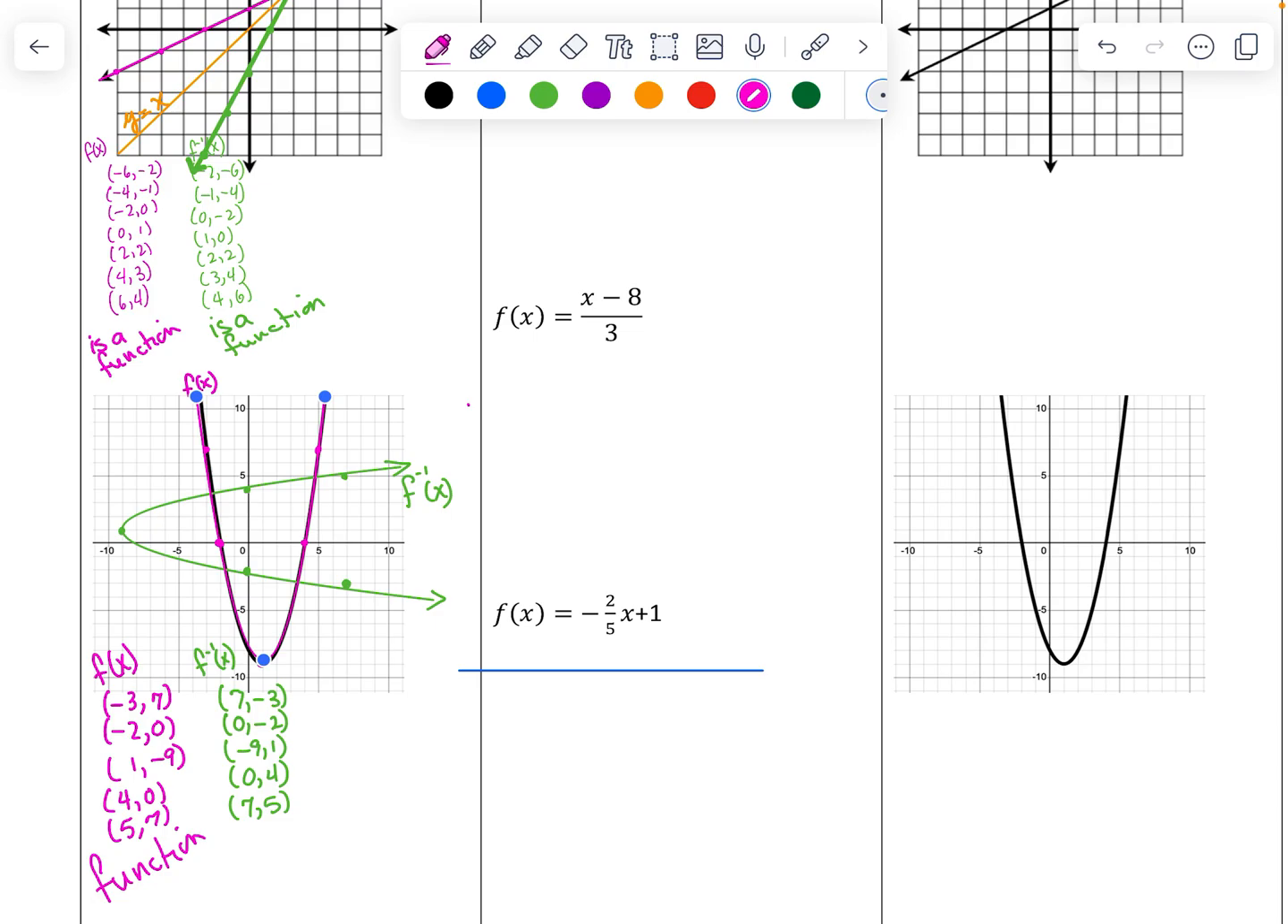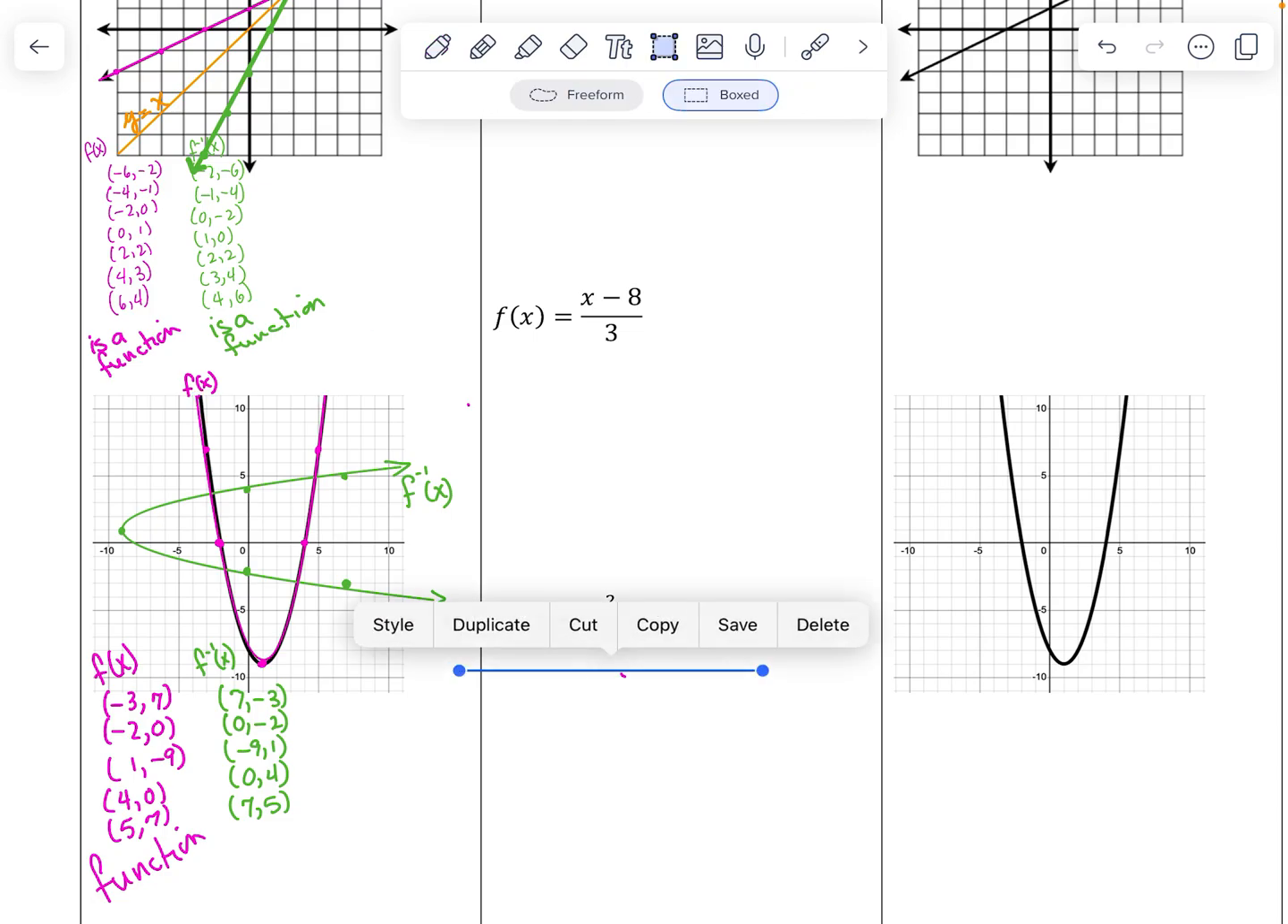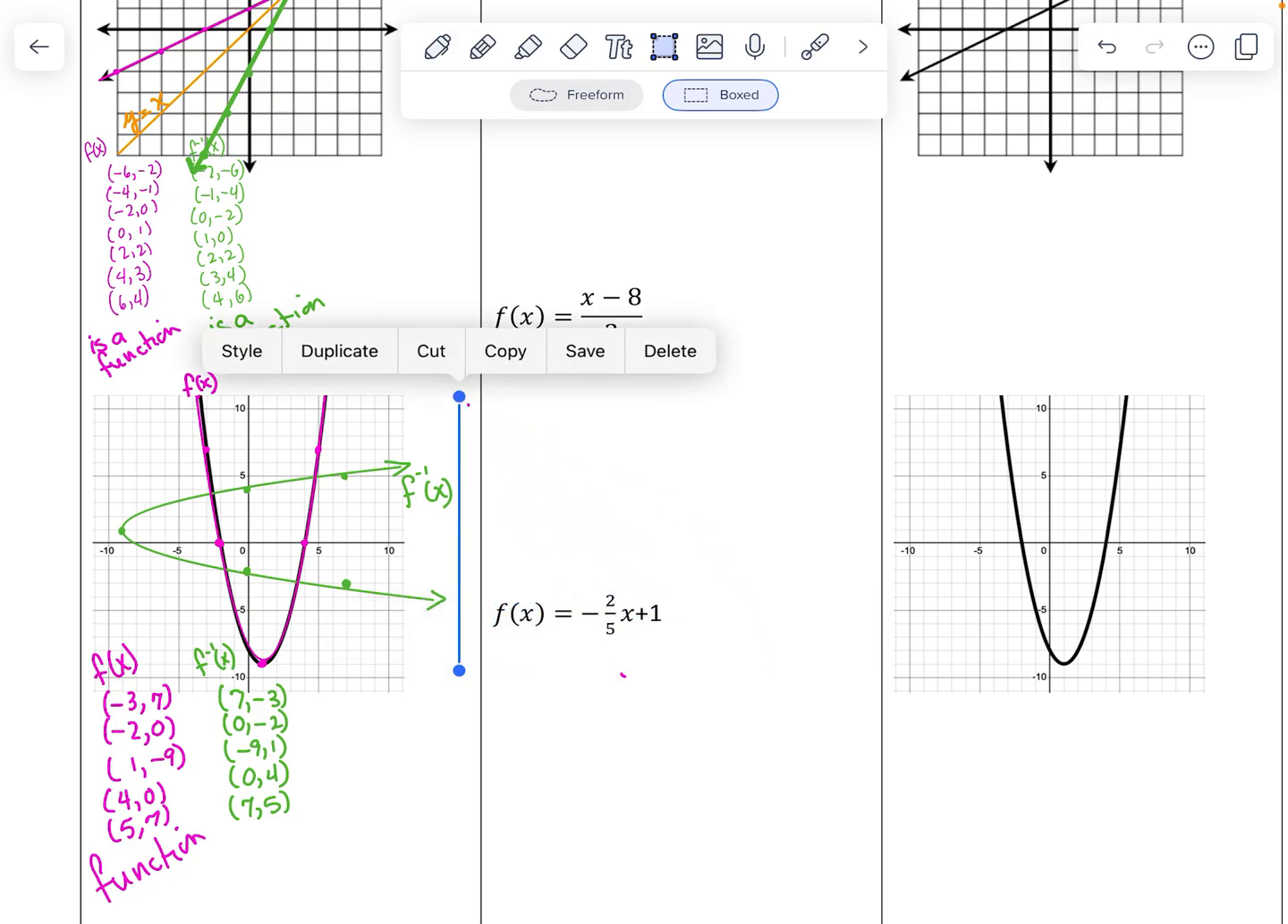This is the original function. If the original function, the pink one, passes the vertical line test, it is a function. If the pink function fails a horizontal line test, see how the pink function fails a horizontal line test? If it fails a horizontal line test, its inverse would fail the vertical line test.